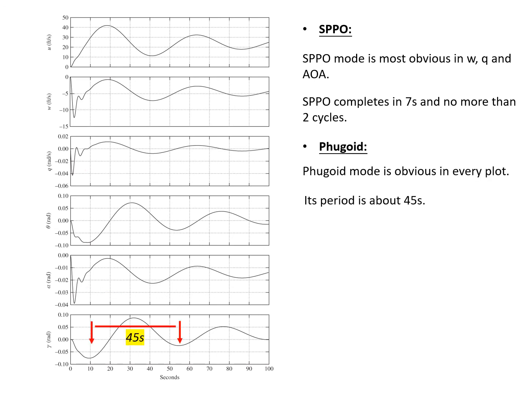Now let's move to the Phugoid mode. The Phugoid mode is obvious in nearly every plot. Its period is about 45 seconds, and it's also indicated in the last graph, the bottom graph.